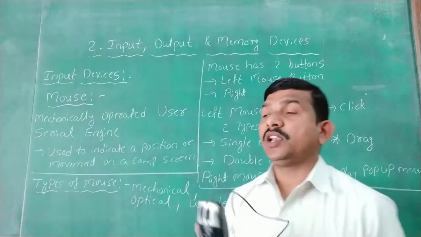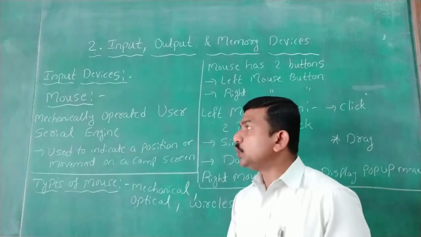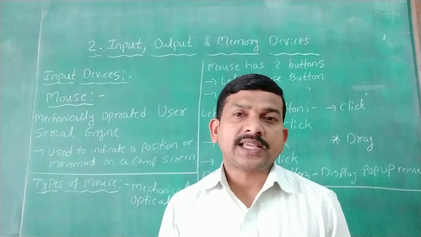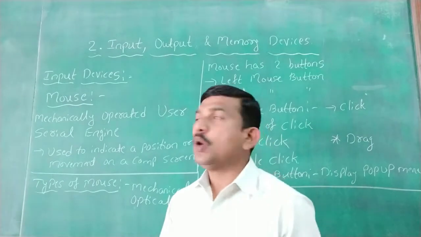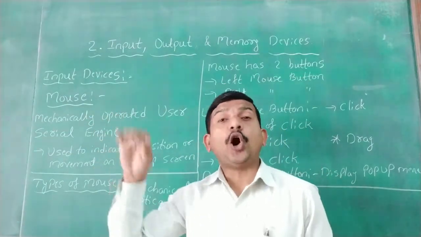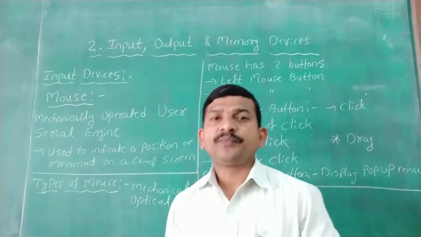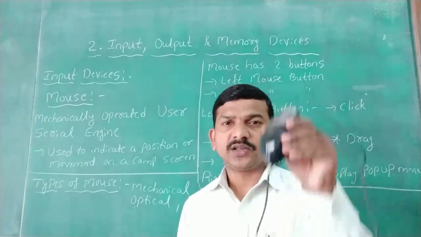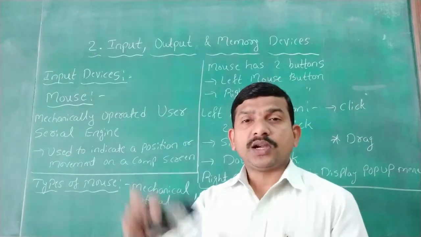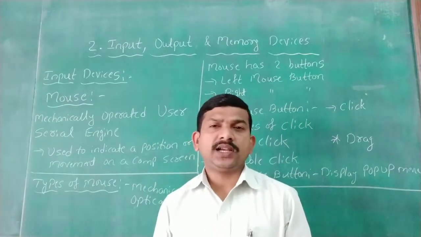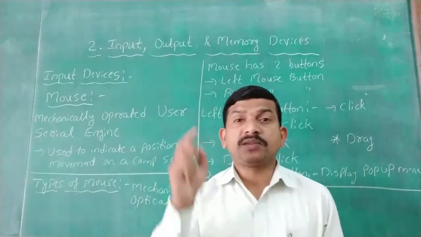The expansion of mouse is mechanically operated user serial engine. Normally we just say mouse, but it has an expansion: mechanically operated user serial engine. So for what purpose are we using this device? What is the use of this device? We know that this is an input device. So how can we give some instruction?